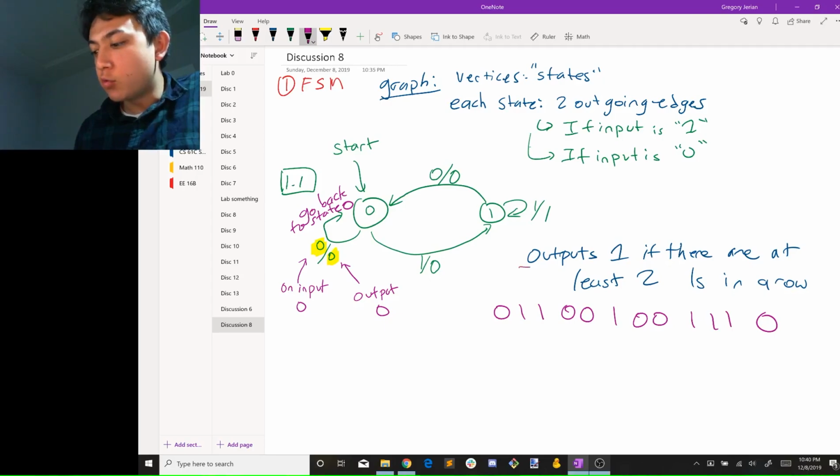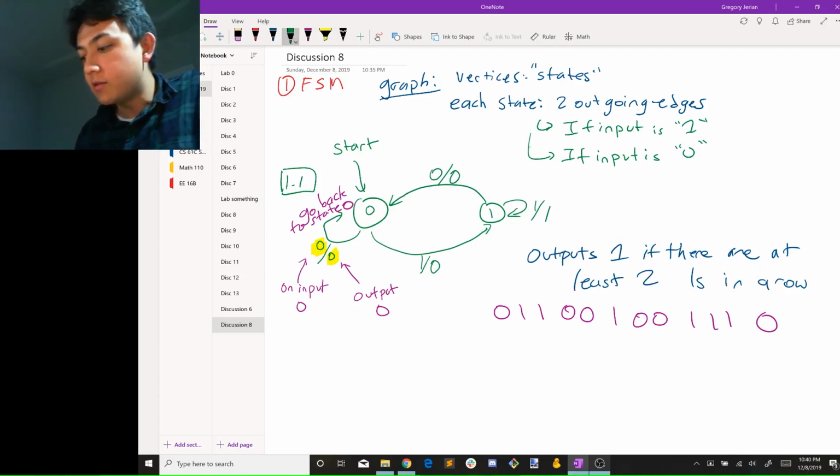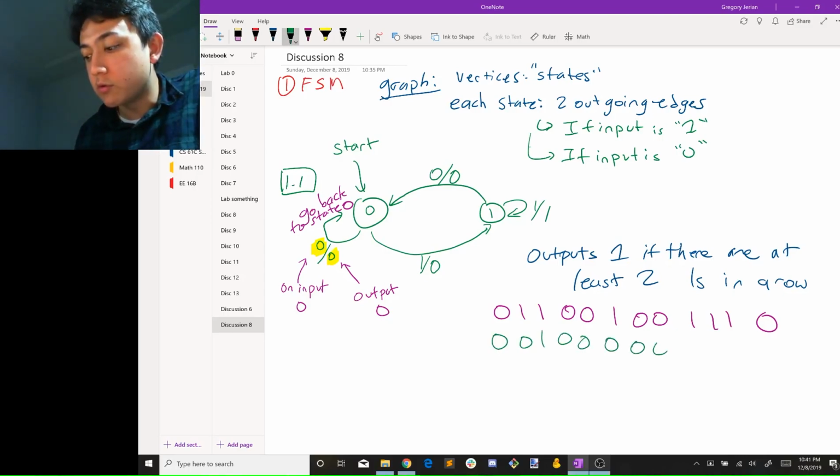Well, given this rule here, the output's 1 if there are at least 2 1s in a row, I'm sure that you'd guess that it would do this: 0, 0. Oh, now there's two ones in a row: 0, 0, 0, 0, 0, 0, 1, 1, 0, right? And notice we didn't output a 1 here because there's only one 1.